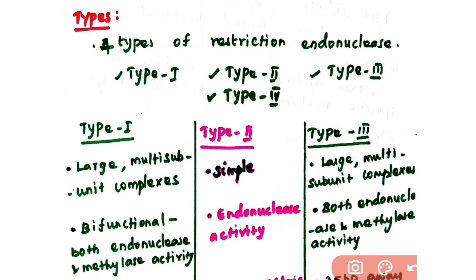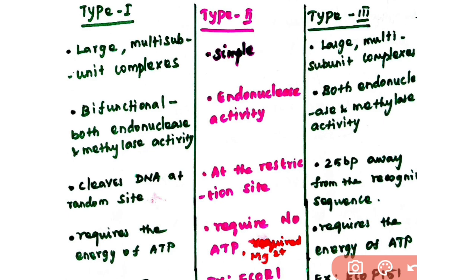Okay, type 4 restriction enzyme cleaves only methylated DNA or hydroxymethylated DNA or glucosylated DNA sequence. Okay, let's see the difference between type 1, type 2 and type 3. Type 1 restriction enzymes are large and multi-subunit complexes. Type 3 also large and multi-subunit complexes. Type 1 and type 3 enzymes share some common features. Type 2 restriction endonucleases are simple in nature.